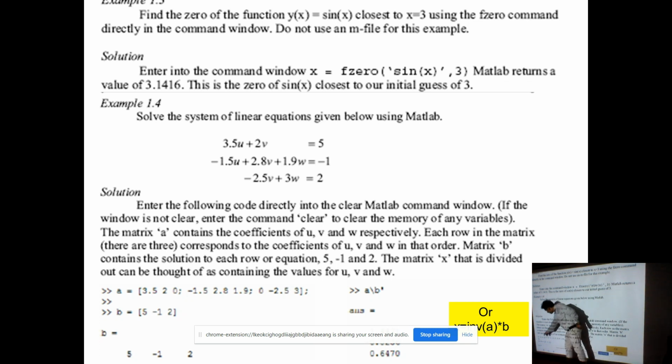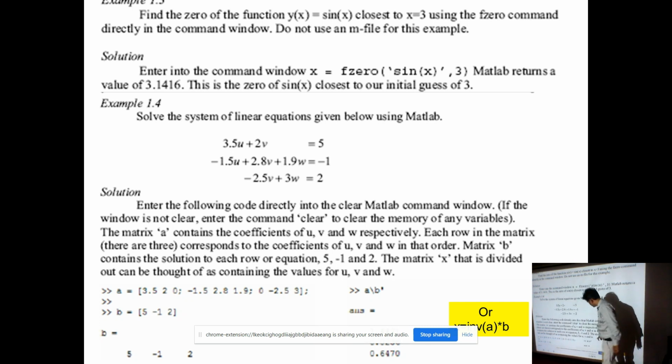So I am writing A. What are A, you tell me? 3.5, 2, and there is no coefficient, so I kept 0. Semicolon. Minus 1.5, 1 point something. Semicolon. 0 because there is no coefficient of u variable. Minus 2.5. So A is defined. Now what is B? 5, minus 1, 2.